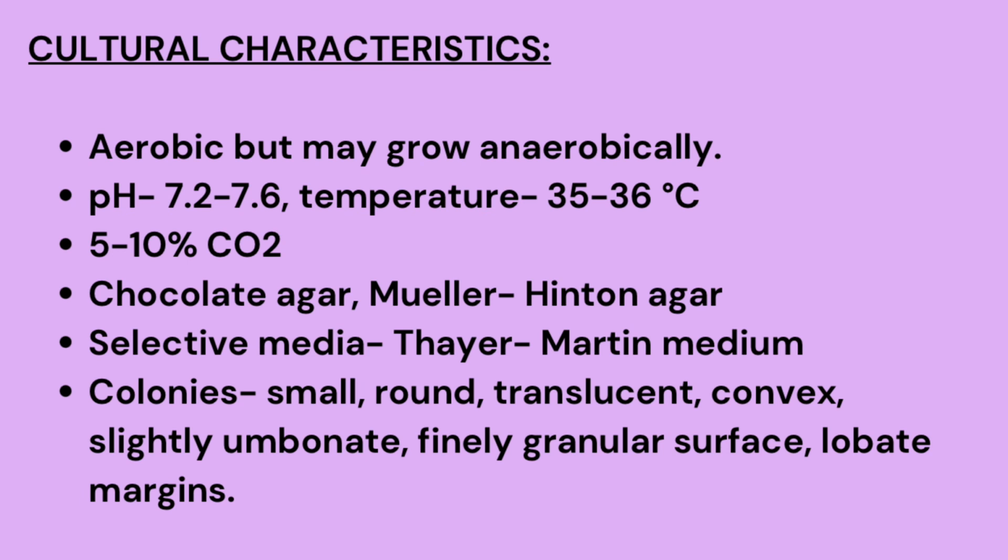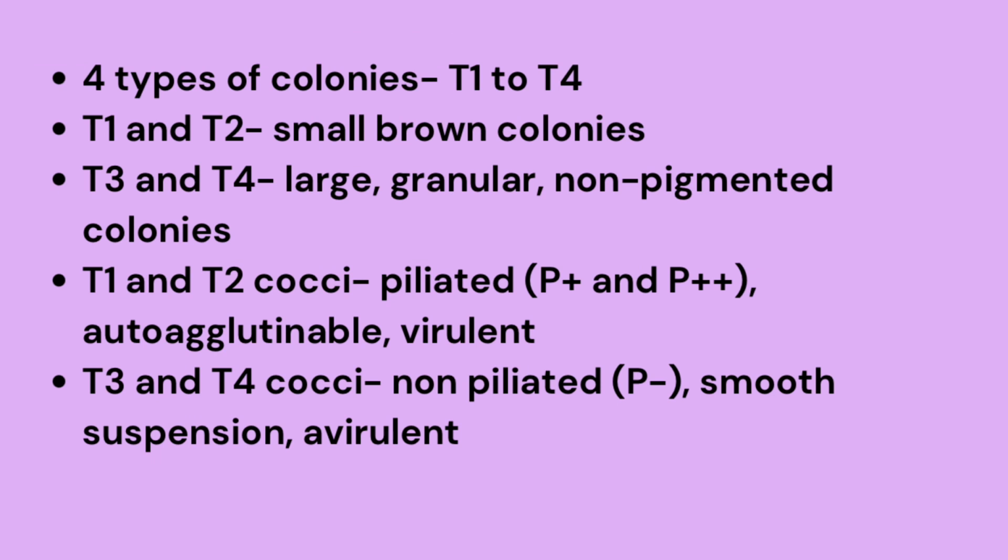The colonies formed on the media are small, round, translucent, convex or slightly umbonate, with a finely granular surface and lobate margins. Four types of colonies have been recognized, T1 to T4. Types 1 and 2 form small brown colonies. Type 3 and 4 form large granular non-pigmented colonies.